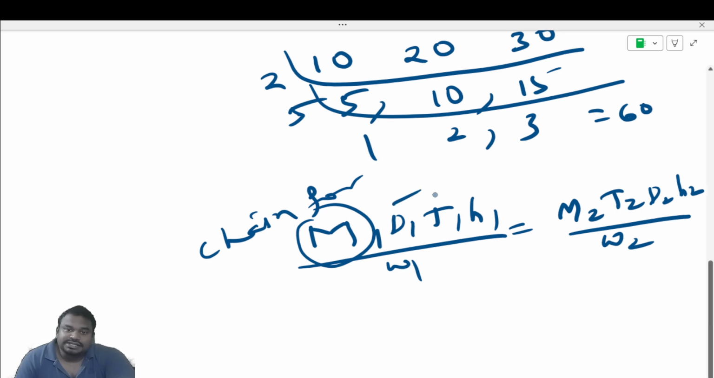So D1 is the days, T is the time, and H is the hours, and W is the work done. So W1, W2 are the work done. So this formula you need to remember.